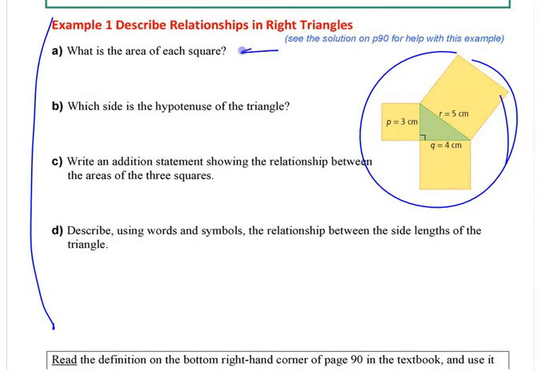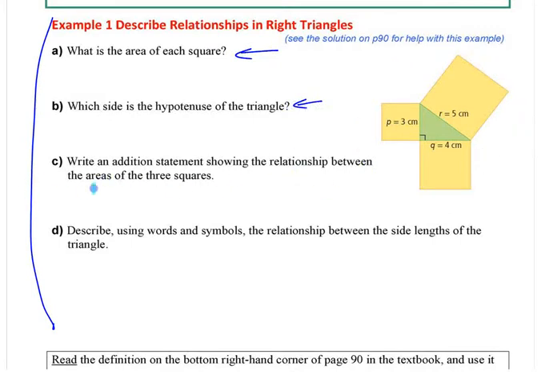Make sure you can go through and answer these questions. It talks about writing an addition statement between the areas of the three squares. Maybe first of all you should write the area of the three squares. I don't know how well they photocopied on your thing, but there's the area of the three squares. Make sure you can write an addition statement as in 9 plus 16 adds up to 25, right? Or another good way to write it would be 3 squared plus 4 squared equals 5 squared. I would write that. Those are both addition statements.